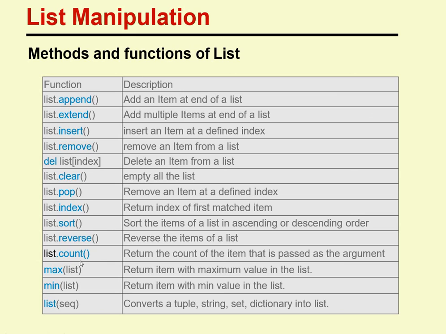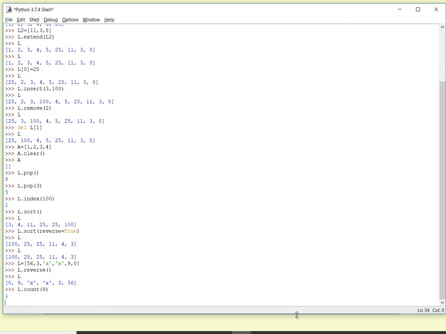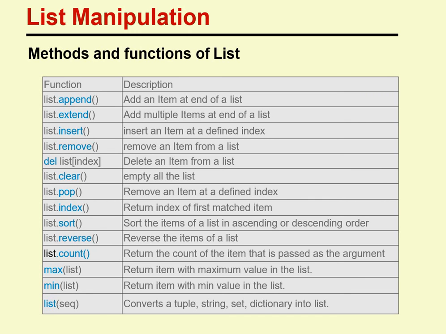Now list dot count. It will return the count of the item that is passed as the argument. See, L dot count of 9. I want to count how many 9s are there. So only one 9 is there, so it is giving the output as 1. Okay, so count will count the number of items which is given in the parenthesis, and it will get displayed.